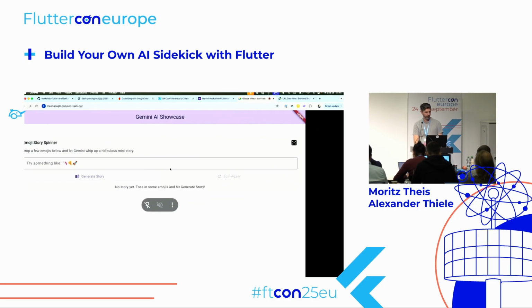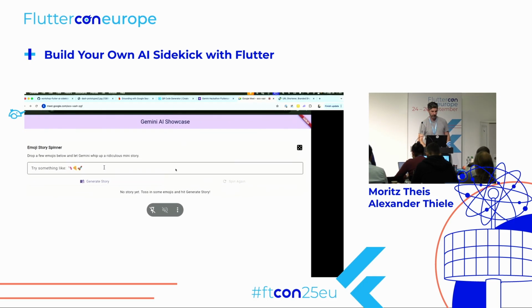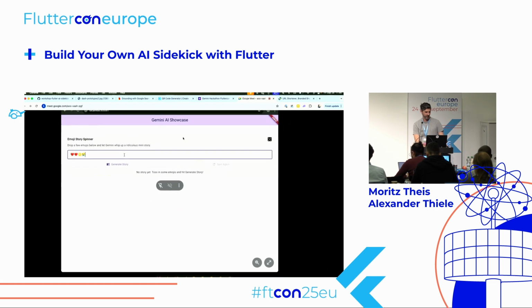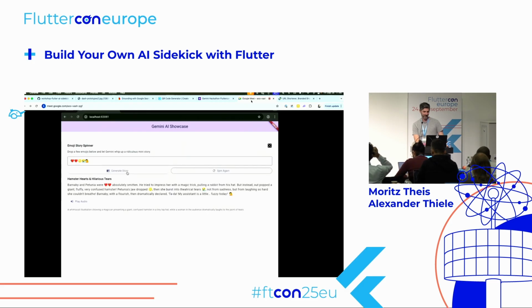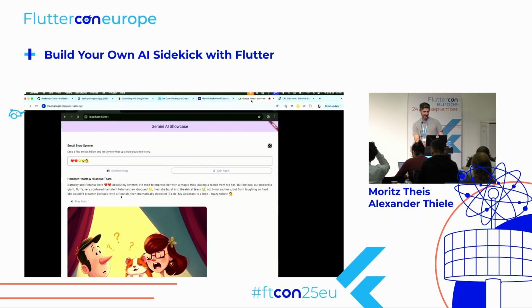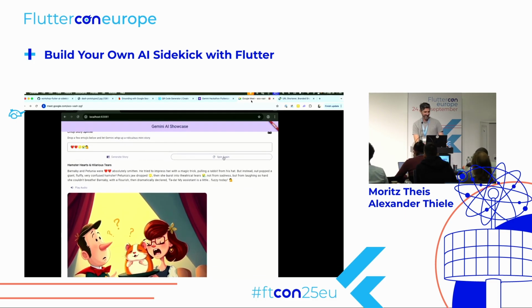Okay, so it is just an emoji story spinner. You put in some random emojis. I don't have many choices here, but I will try to put a pizza if I find it, because I'm Italian, but I cannot find it here. So let's do this. Then you generate the story and also an image out of it. The image comes a bit later. So there is a story, and you can spin again to generate a new one.